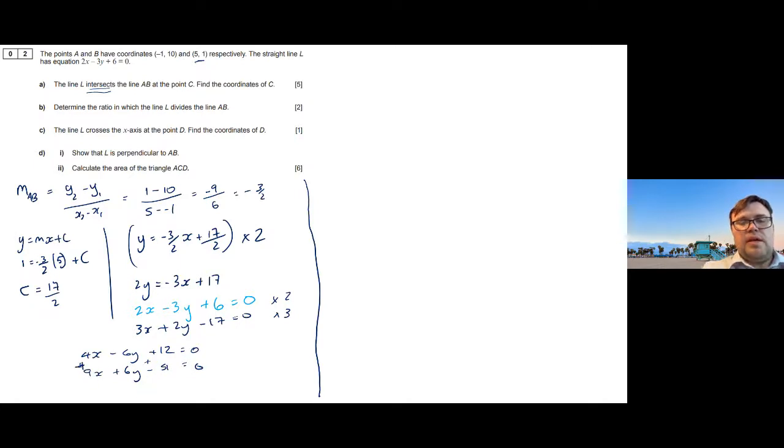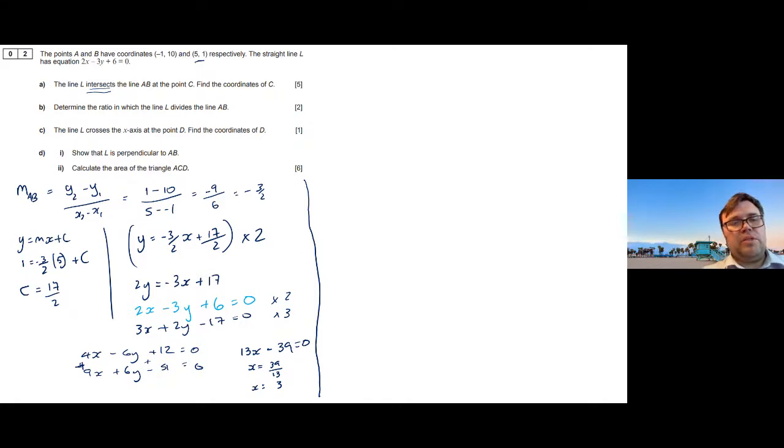So for my elimination, I would just add them so that I get rid of the y's. And in getting rid of the y's, I have 13x minus 39 equal to 0. Right, I should have put equals there, because that is minus 39 equal to 0. So take the minus 39 over, divided by 13. So x is equal to 3.